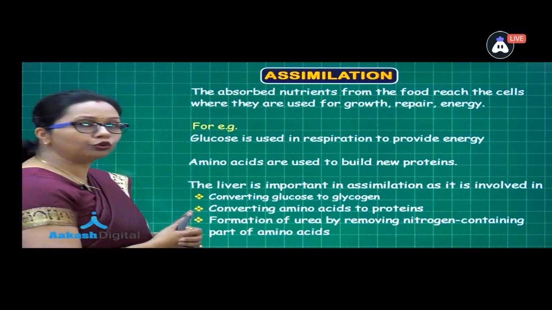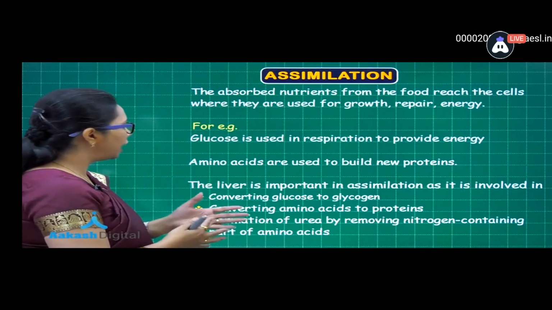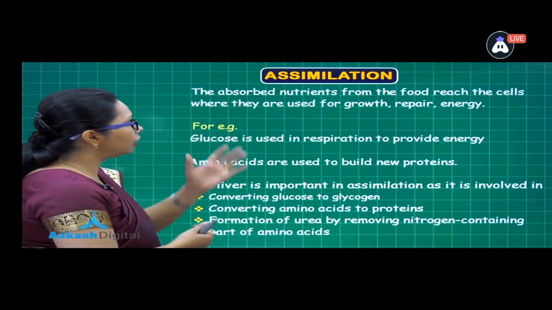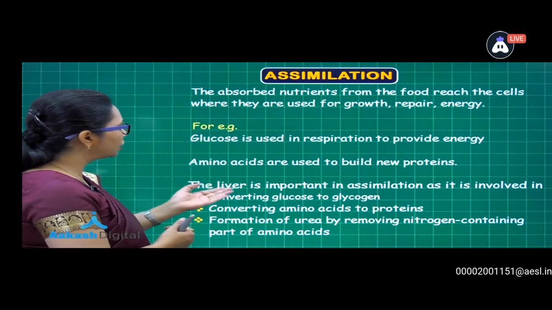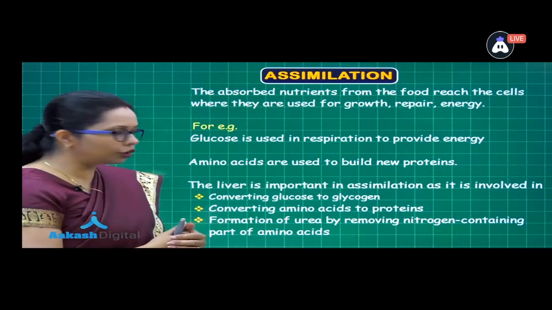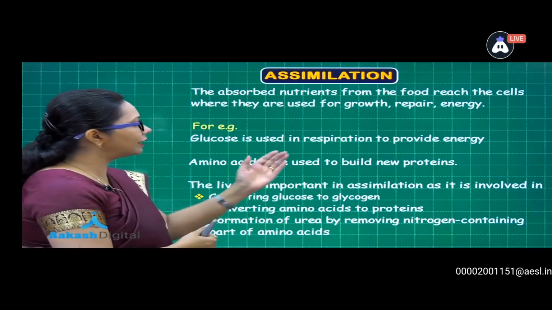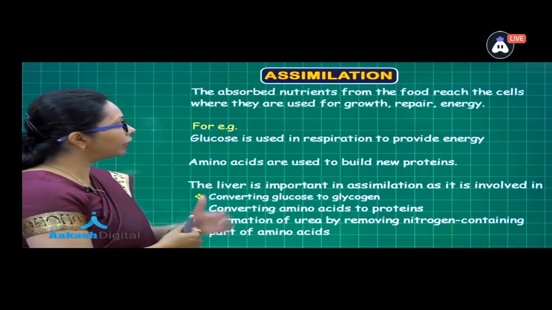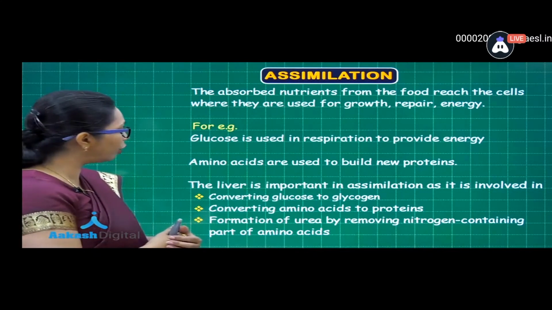Amino acids are used to build new proteins, and the major organ where assimilation occurs is the liver, where excess glucose is going to be converted to glycogen. Amino acids are converted to proteins which are required in the body.